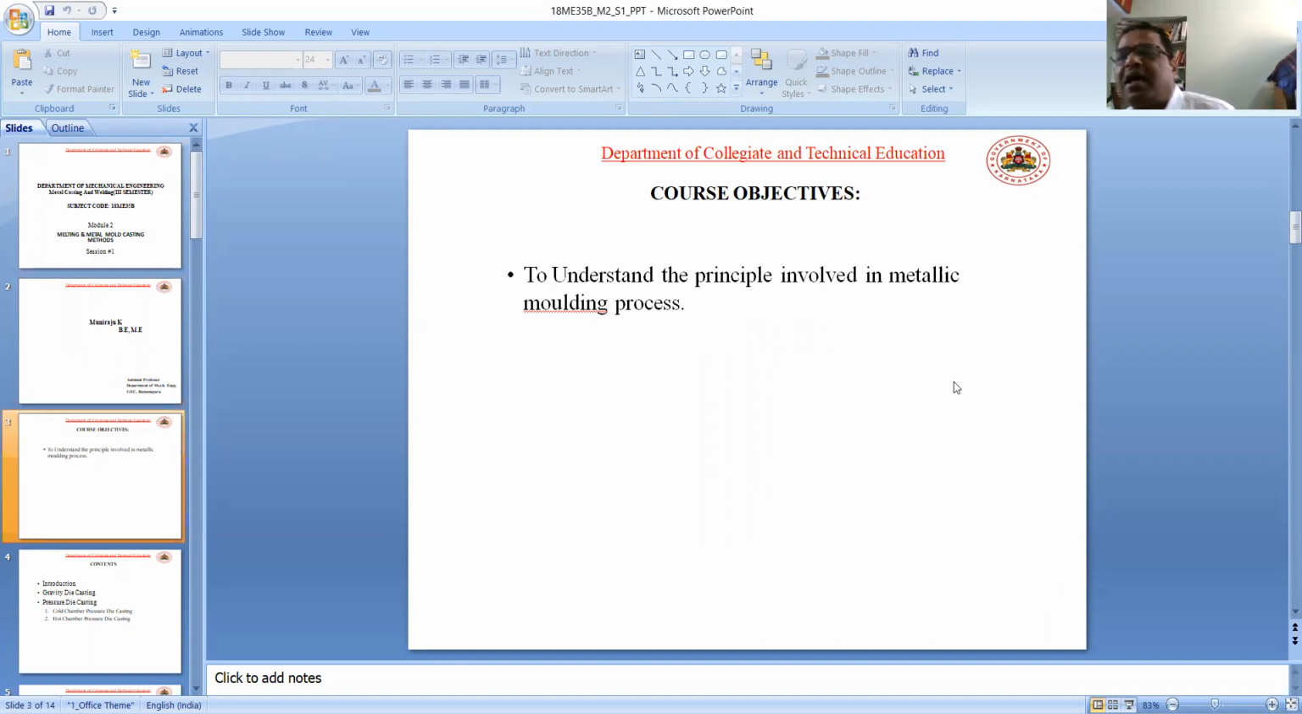Initially, I would like to tell about the course objectives. The course objective in this topic is to understand the principle involved in the metallic molding process. In Module 1, we studied the sand molding process. In Module 2, we are going to study the metallic molding process.